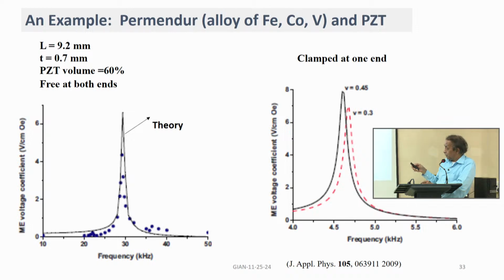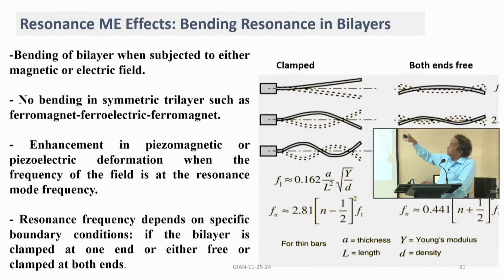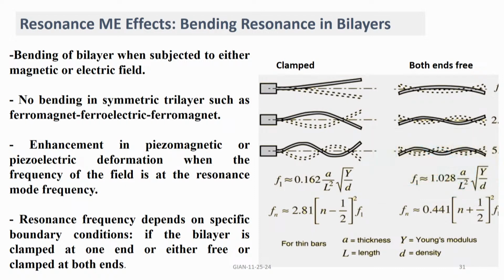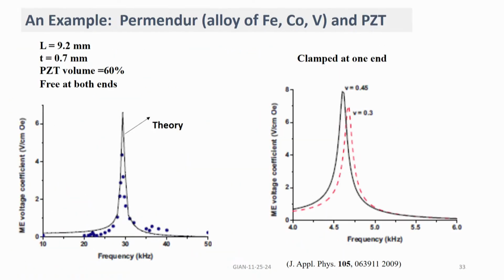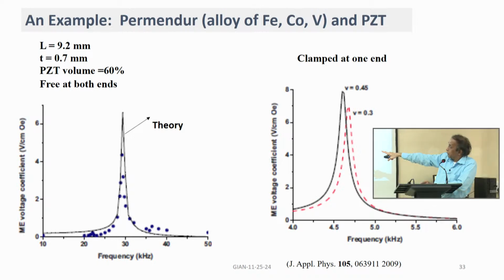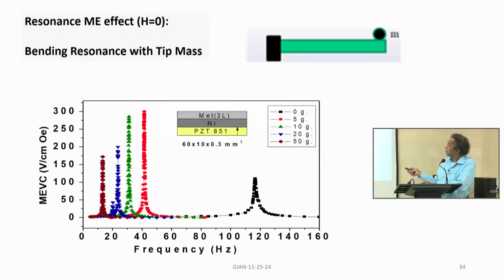As you see here, I just want to quickly show you. When it is clamped, the length corresponds to lambda over 4. So, the frequency of the resonance will be much smaller compared to the other case. So, the frequency has decreased from 30 to practically around 4.5 for this case. So, this is the bending resonance under a tip mass.